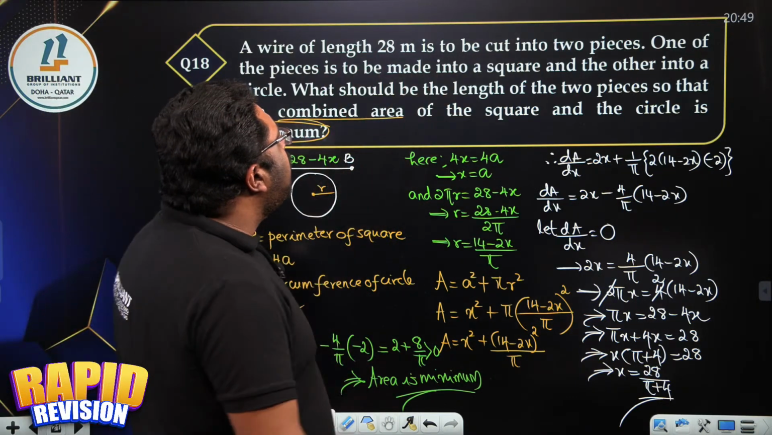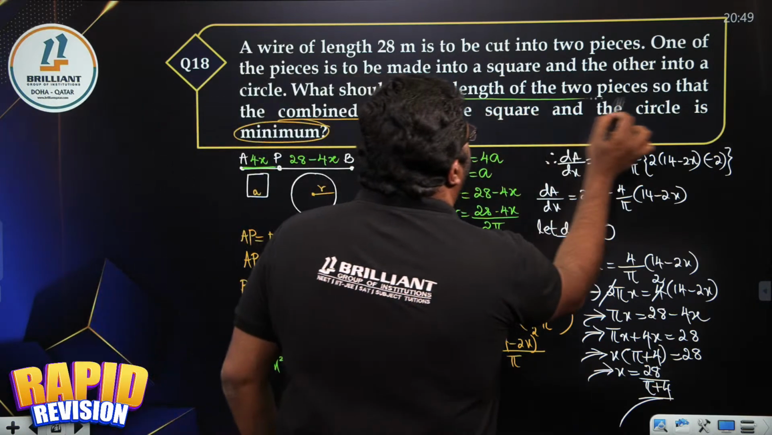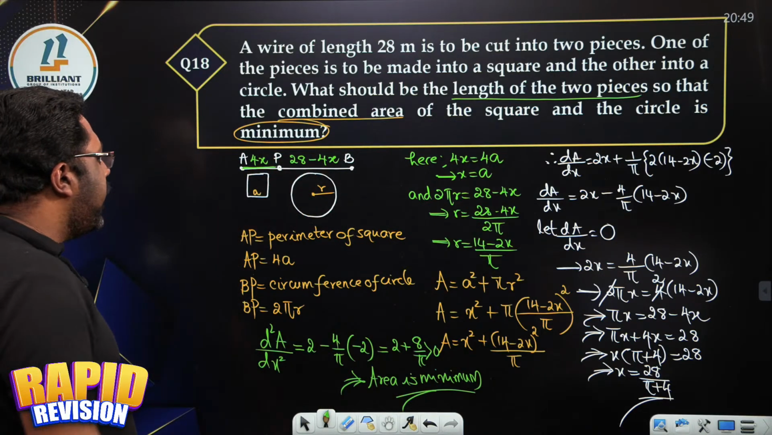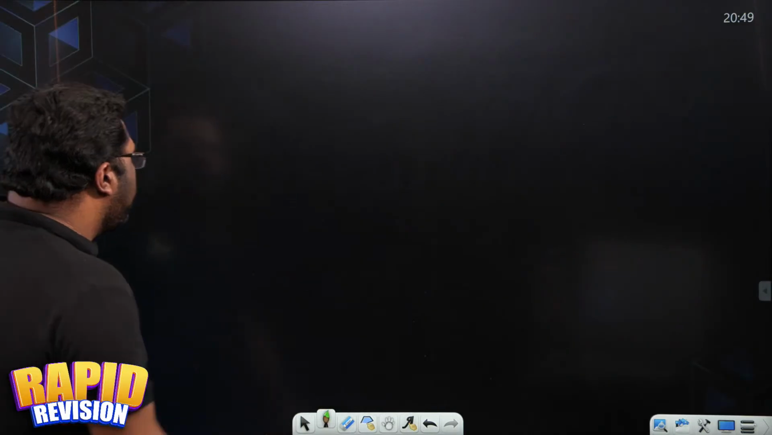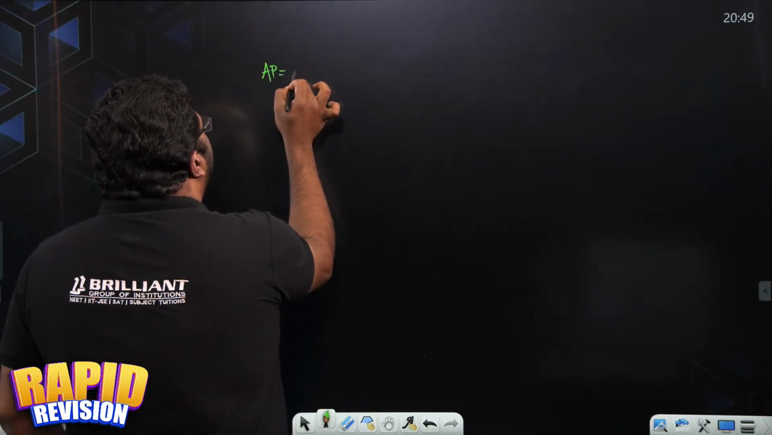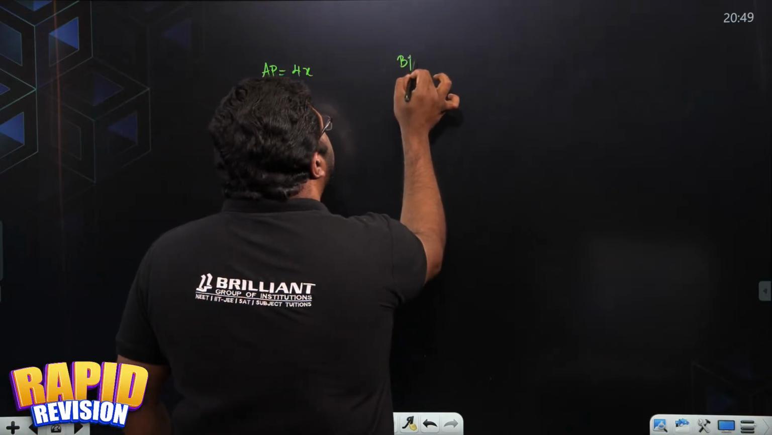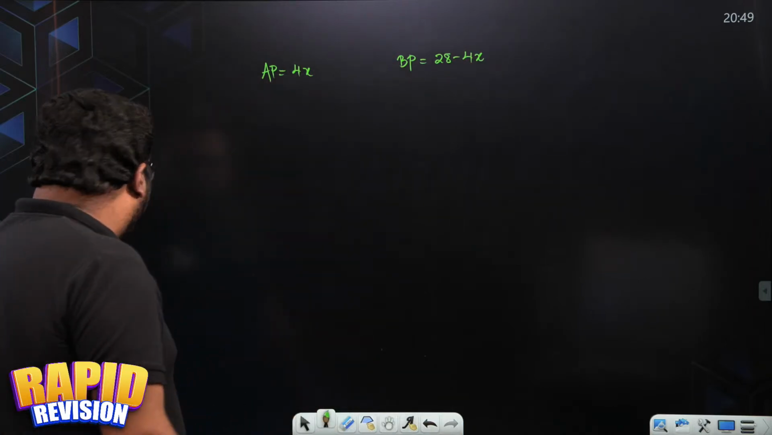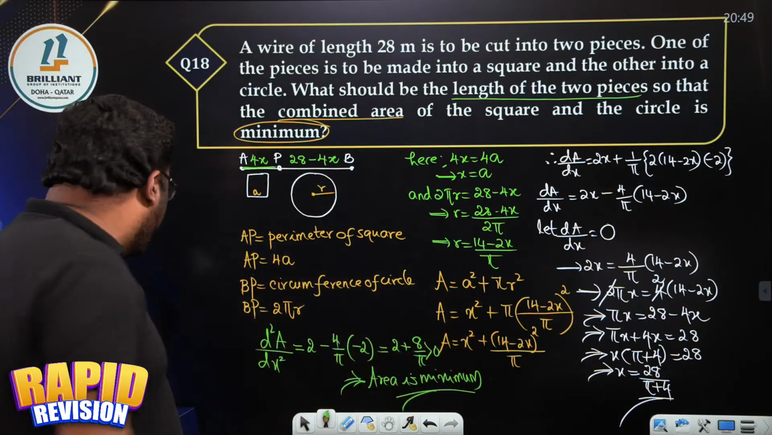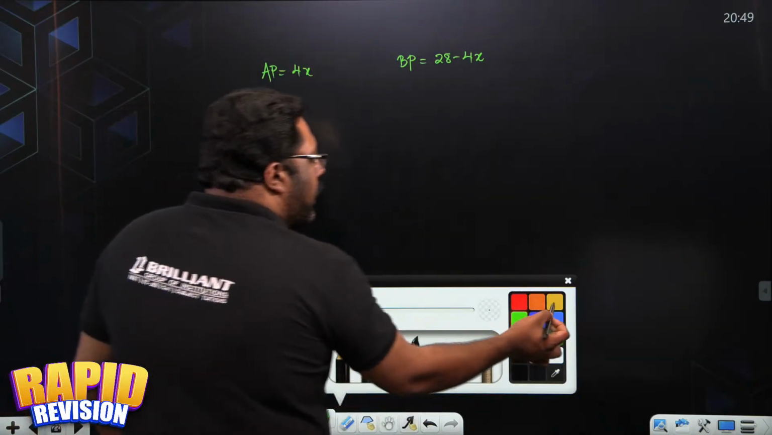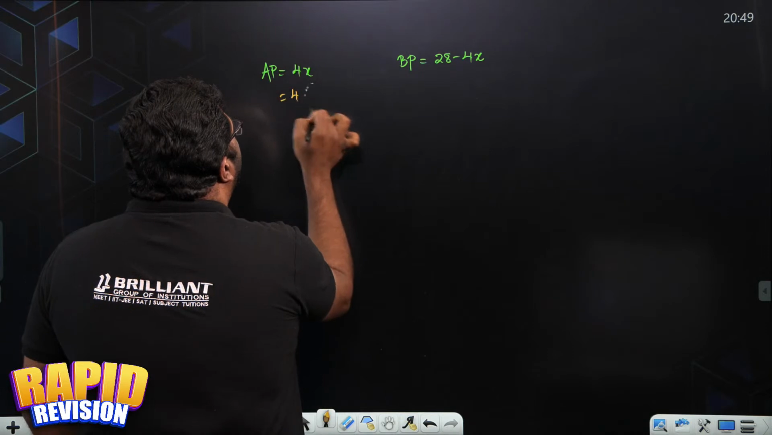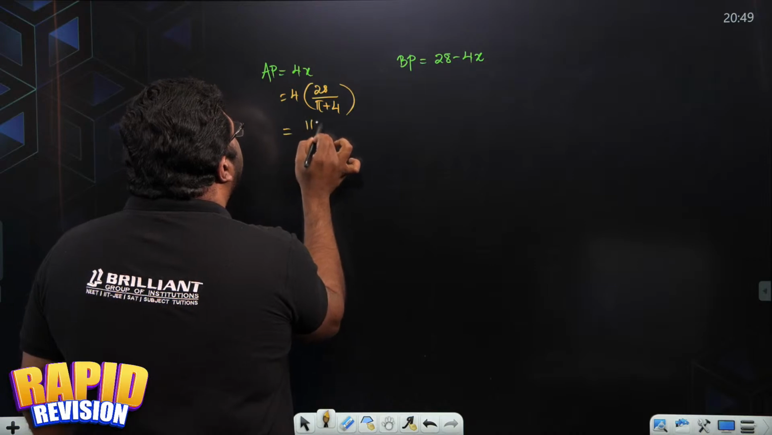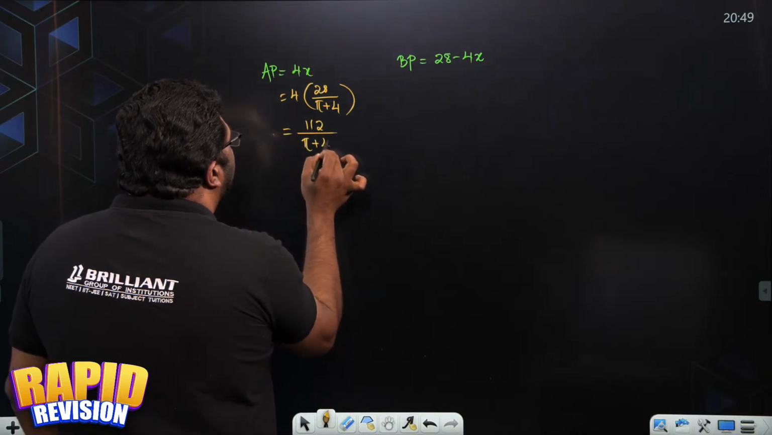I have to find the length of the two pieces. We know the lengths are 4x and 28 minus 4x. What is the length of the two pieces? AP is equal to 4x and BP is equal to 28 minus 4x. And we do have the value for x, 28 by pi plus 4. Substitute that over here. 4 into 28 by pi plus 4. So the answer is 112 by pi plus 4.